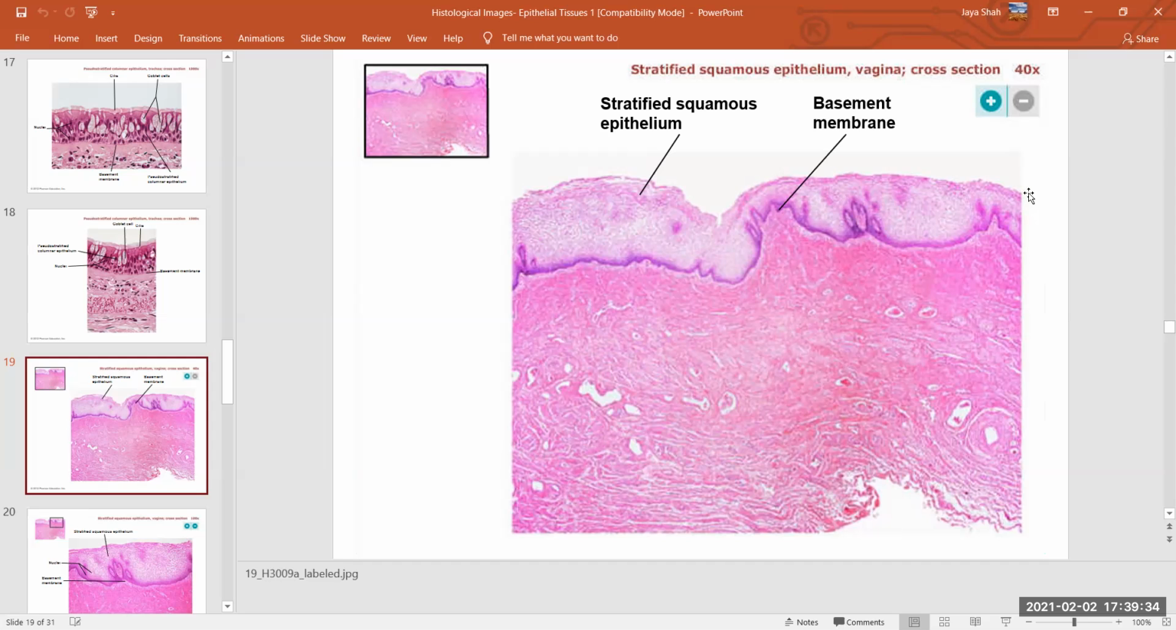Every day in your oral cavity, you lose a lot of cells. So everywhere there is friction, rubbing, erosion in that area, you have this kind of epithelium.